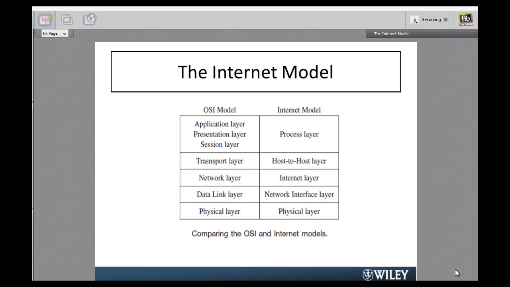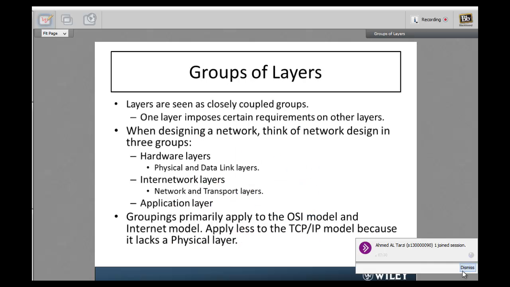Okay, so this will be actually the same. The internet model is very similar to TCP/IP. The only difference is that one does not have the physical layer. So the group of layers, sometimes we might see a group of layers. We might organize in groups of layers. So layers are seen as closely coupled groups.